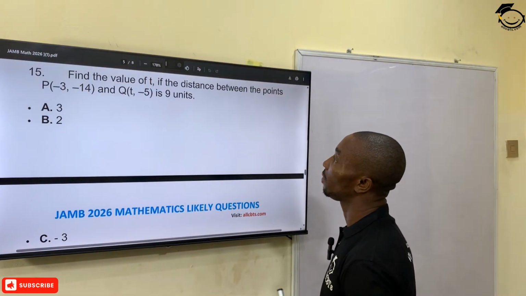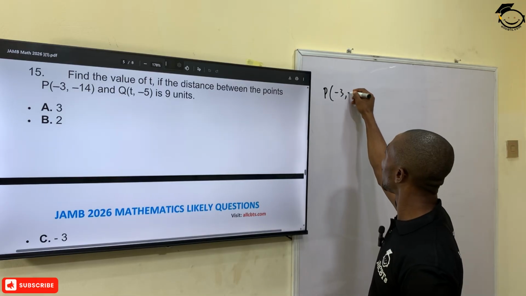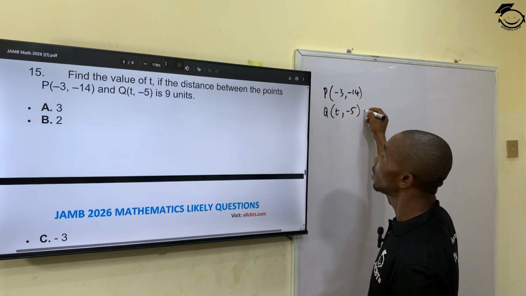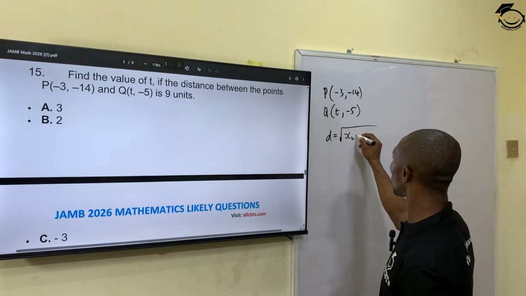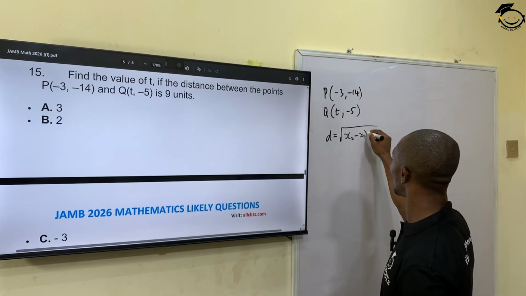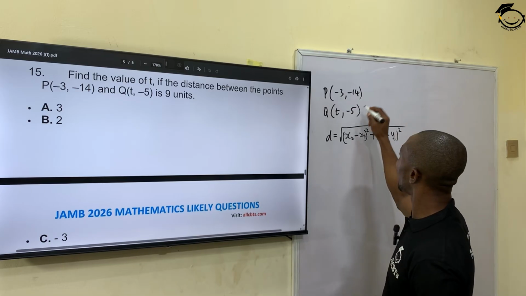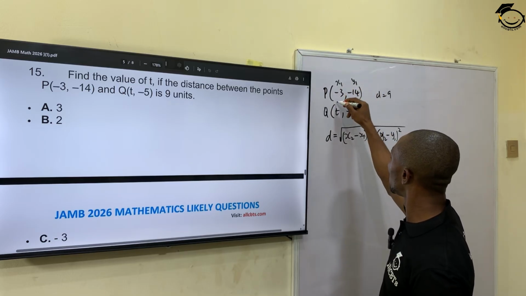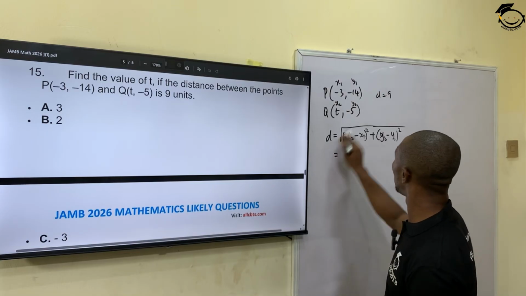Find the value of t if the distance between the points P(-3, -14) and Q(t, -5) is 9. Now for distance, we know that distance equals the square root of x2 minus x1 all squared plus y2 minus y1 all squared. Now they say our distance is 9. Now this will be our x1, y1, x2, y2. So now inputting those values, D will be 9.